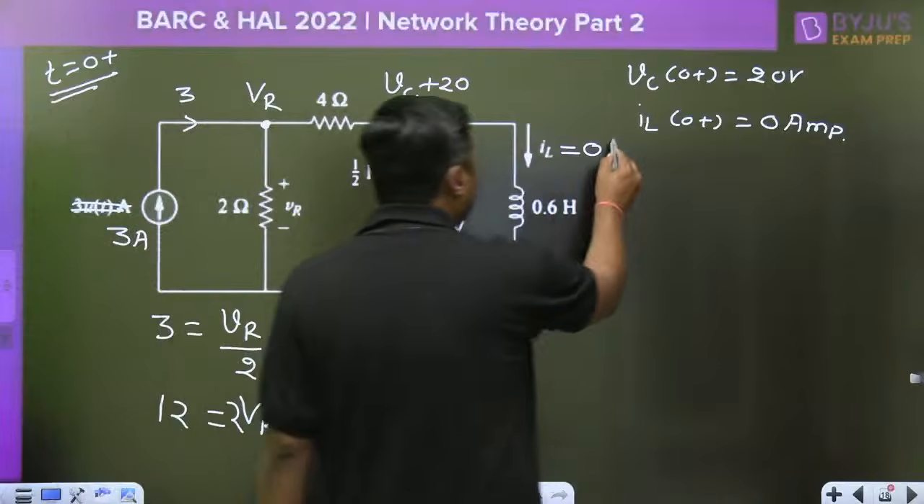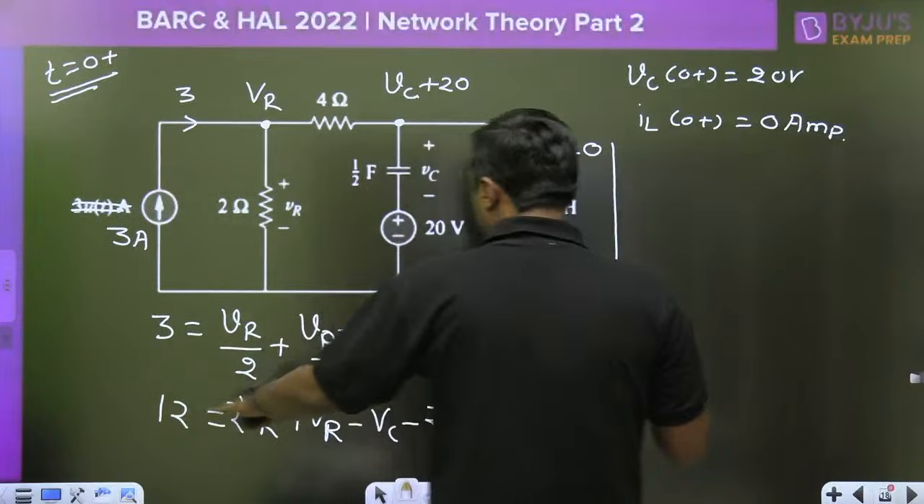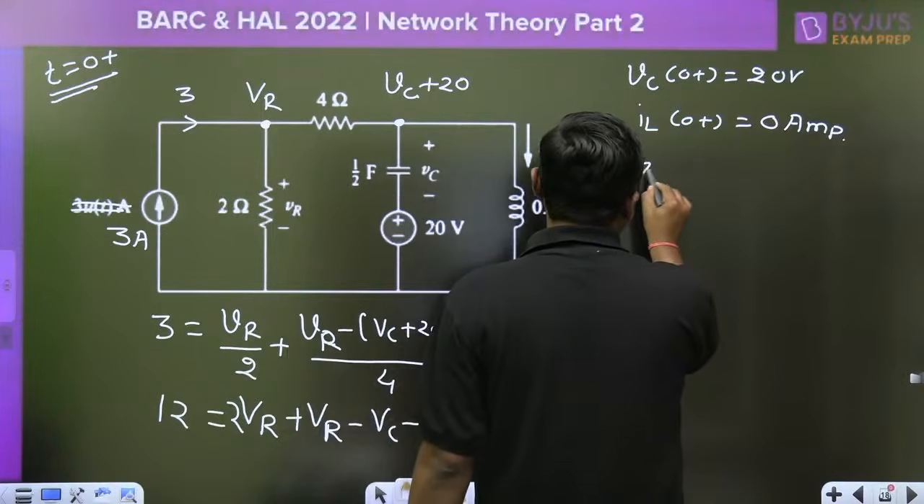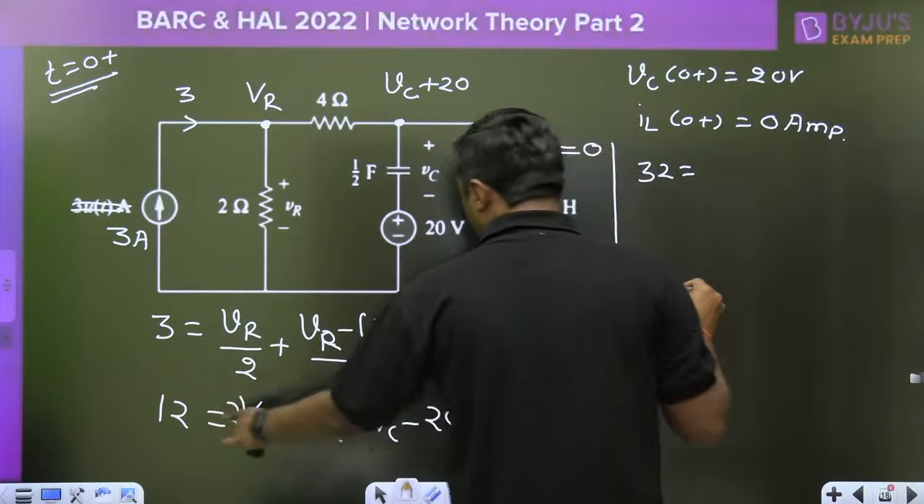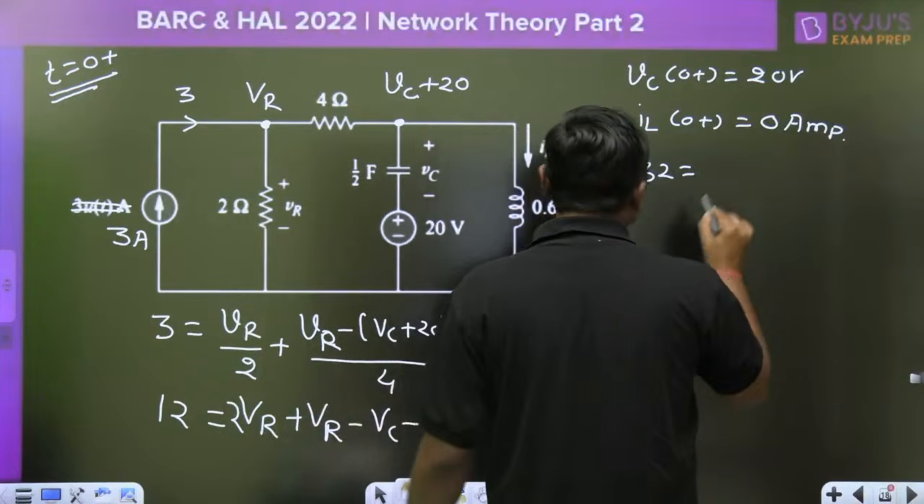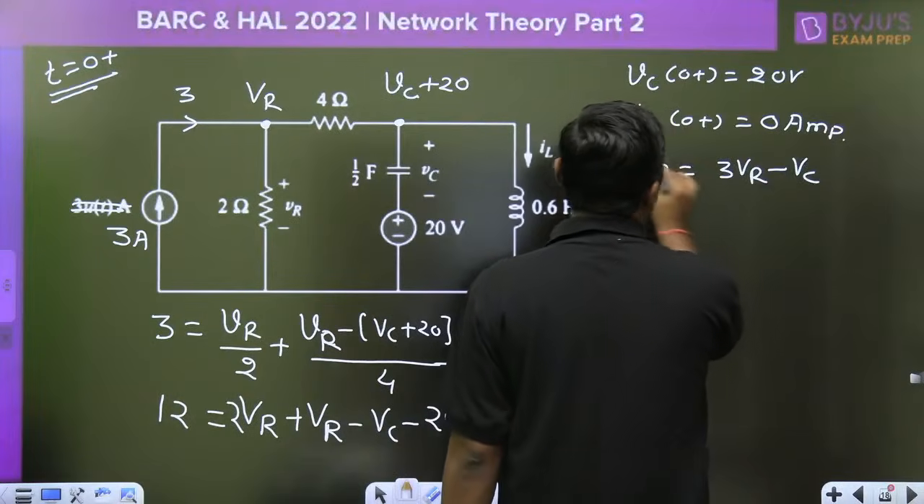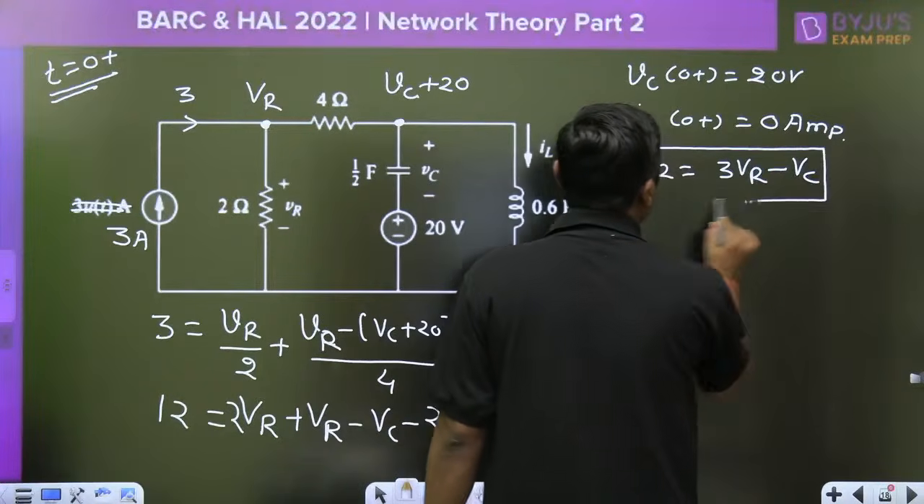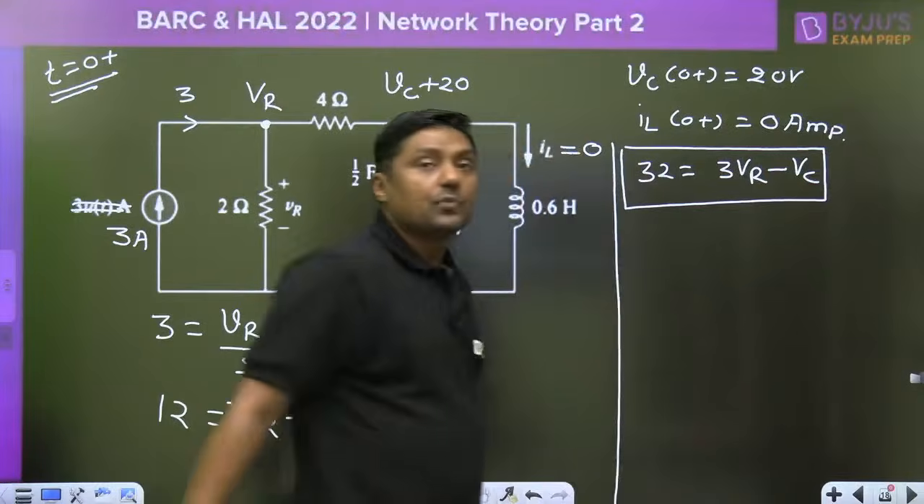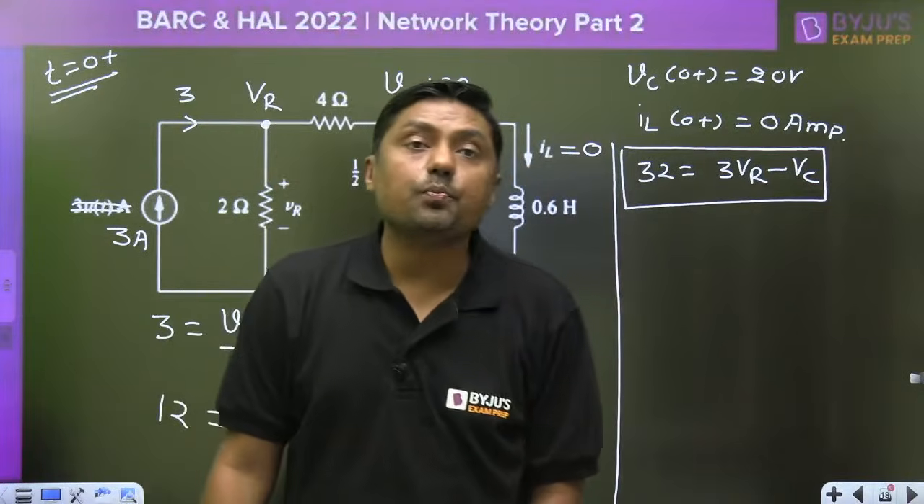Then you can write it like this: 12 plus 20, that is the 32. 3 VR minus what? Vc. That is the equation.